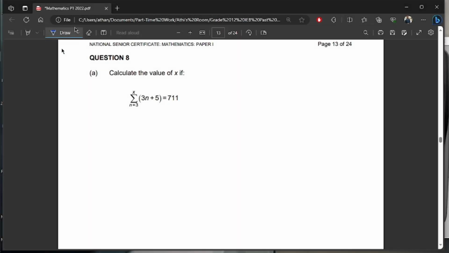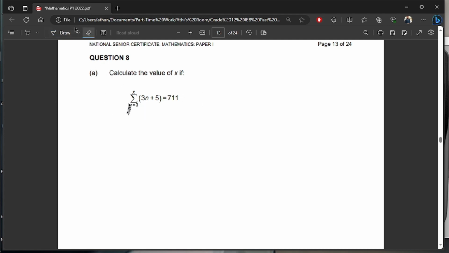Okay, guys, moving on to question 8. As you can see, now we are on series. Question A says calculate the value of x if this sigma notation is given. Firstly, I'm going to analyze this so that we don't get lost along the way. We are given the value of n. This is where the whole series is going to start when I evaluate this.